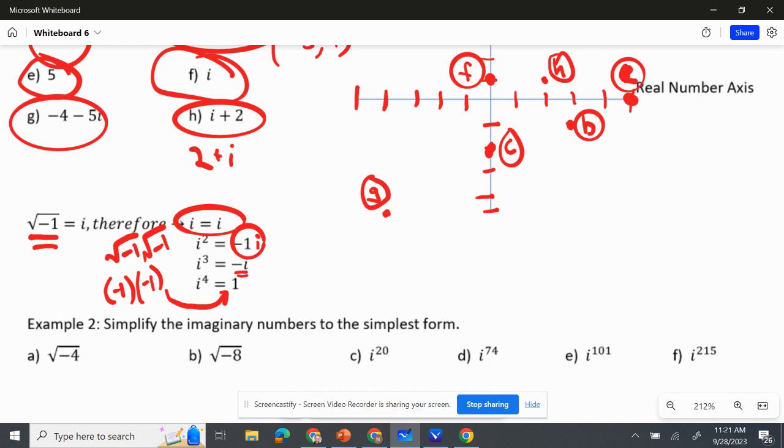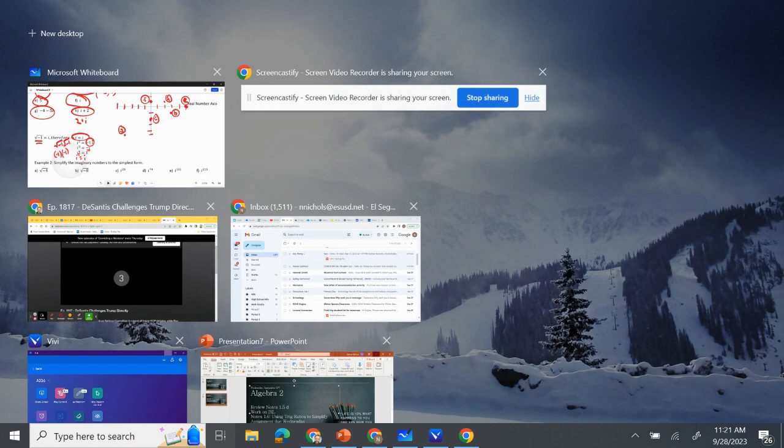Now, when you multiply it by another i, that would be i to the fifth, what you end up with is i. And so what happens is that the pattern just keeps on repeating. So what we're going to use that in order to solve for C through F. But let's look at example 2.